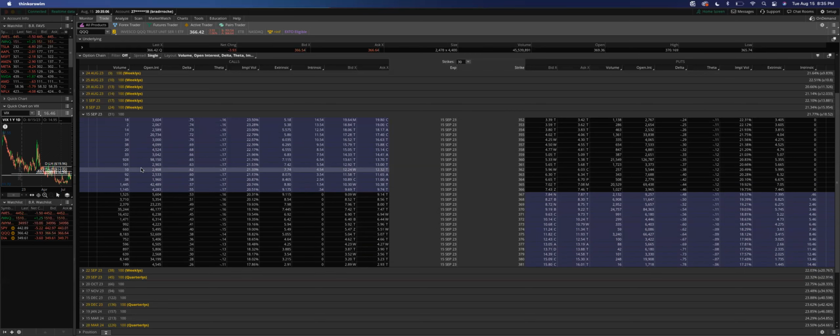Sorry, I completely lost my train of thought. This is telling you how many options contracts are open, how many open positions people have in this contract. For example, this options contract here, there's 5,604 open positions when the market opened. So 5,604 positions are open on this contract. This contract here, 42,489 open positions as of the start of today.